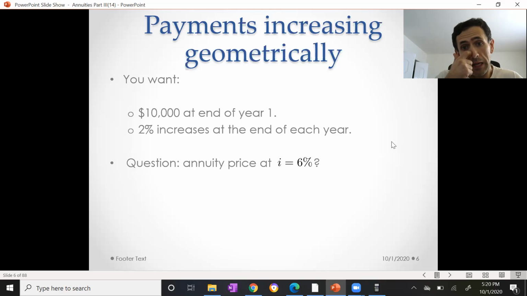Or we could also ask, equally relevant and important, for such an annuity, let's say I take at the end of each year, immediately after I get my yearly payment, I reinvest at 6%. What would be the accumulated value in this account that earns 6% interest if these annuity payments, starting at $10,000, increase by 2% each year?